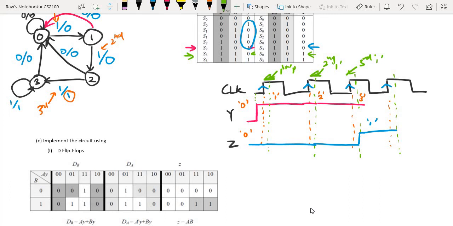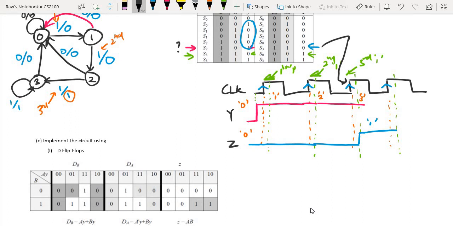To address this first question here, I'm in state 2 and my input is a 1. Why is my output still 0? Because I need to wait for this clock over here to register the change in the 1.